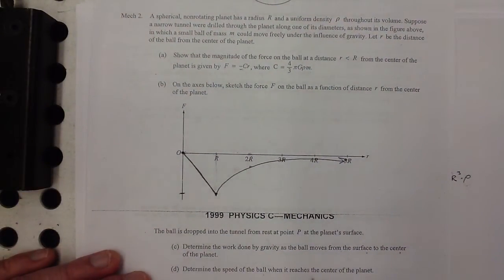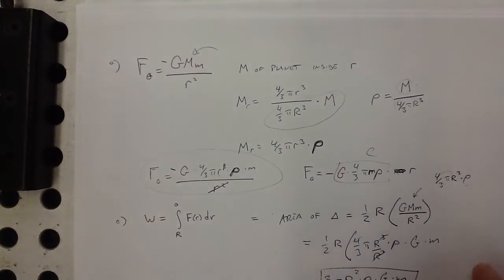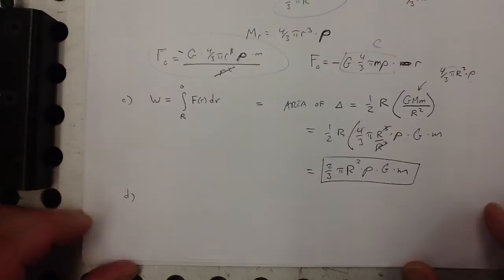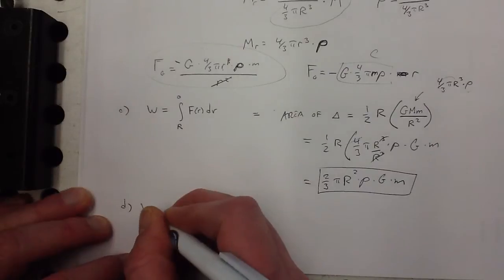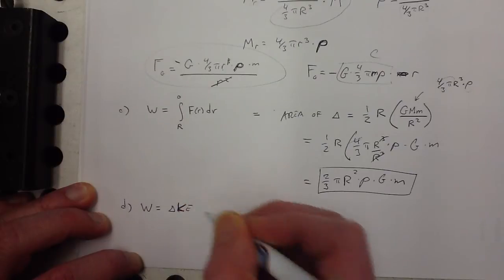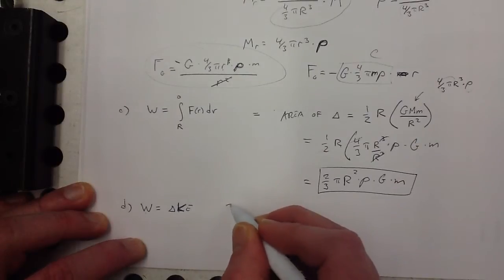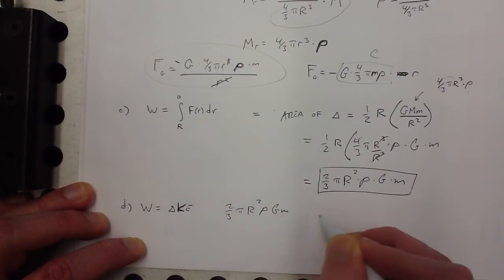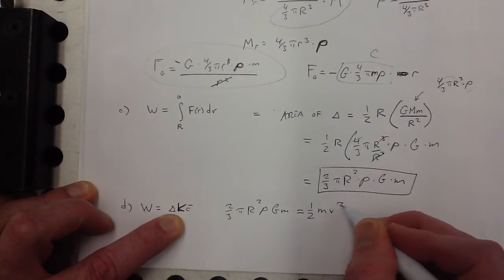Determine the speed of the ball when it reaches the center of the planet. Well, we know that work is equal to change in kinetic energy. And it started with no kinetic energy, so in this case work is just equal to the final kinetic energy. So that means work, 2/3 pi r squared rho G m, is equal to 1/2 m v squared, right?